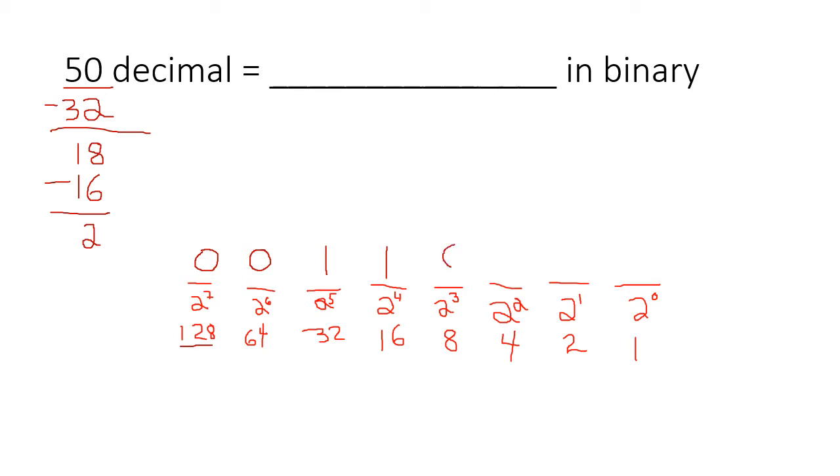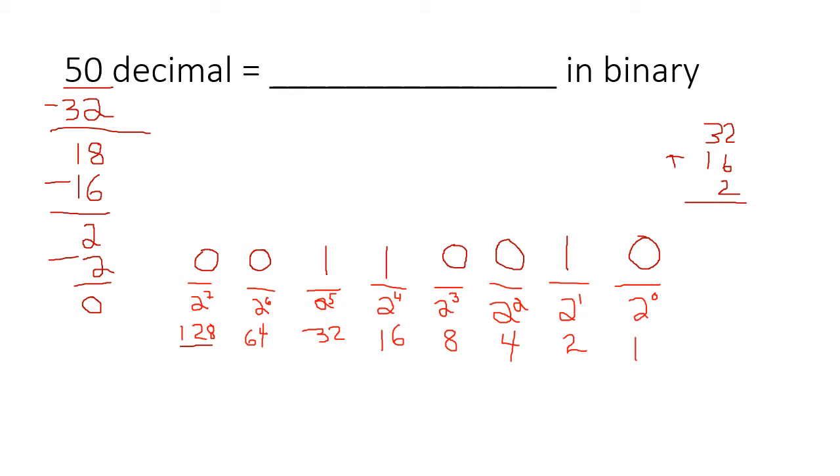I can't fit any 8s in there. I can't fit any 4s, but I can fit a 2, so I'm going to put a 1 there. I'm going to subtract that. And what we're hoping for is a remainder of 0. If you did it correct, you should have a remainder of 0. Now, to check my work, what I can do is I could say 32 plus 16 plus 2.